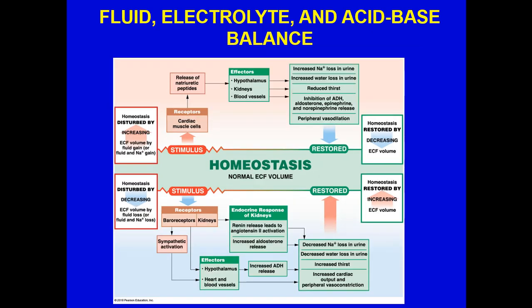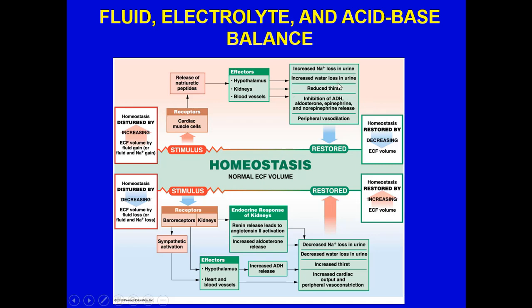Now, what about normal ECF volume? This is a little different, okay? Keep in mind, before we were talking about sodium concentration. But if we talk about normal volume, if the volume is increasing by fluid gain, and that can be fluid or sodium or both, you're going to have a stressing on the cardiac muscle cells, which will cause a release of natriuretic peptides. These will act on the hypothalamus, the kidney, and the blood vessels. The basic line there is you're going to increase sodium excretion in the urine.